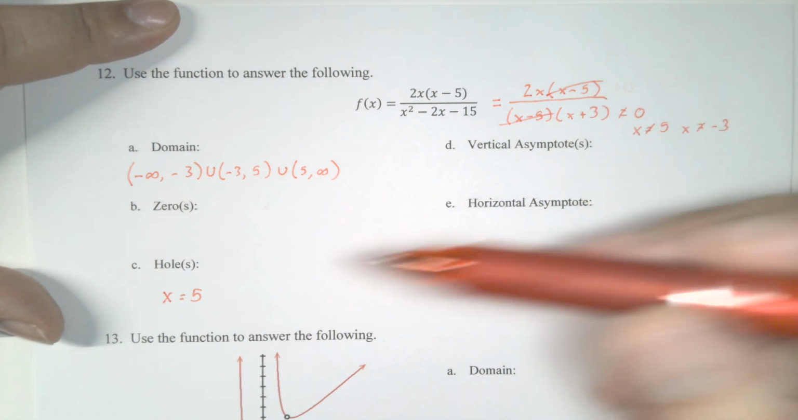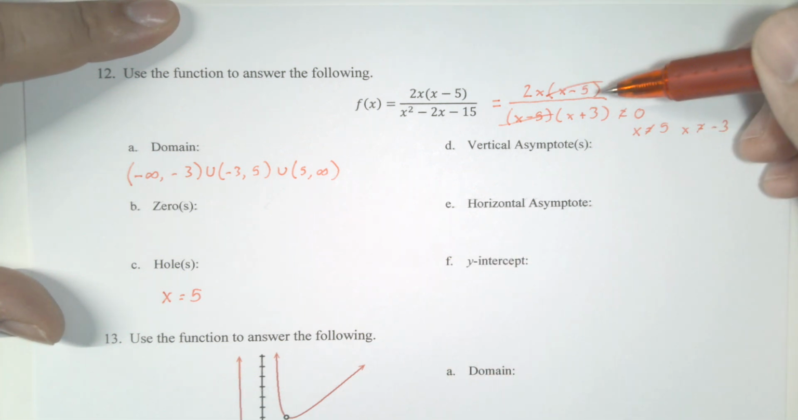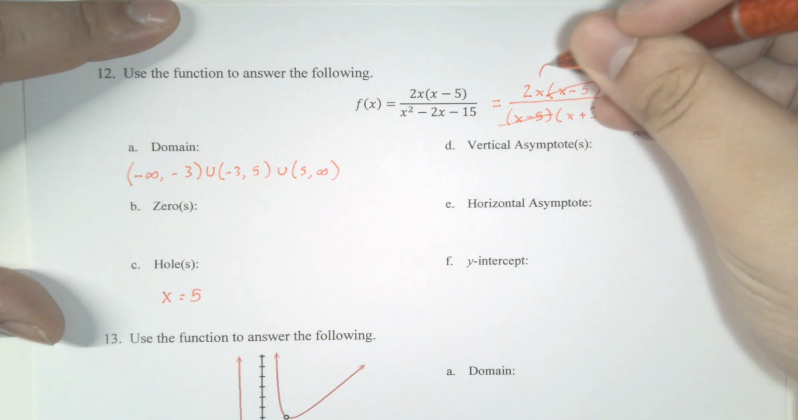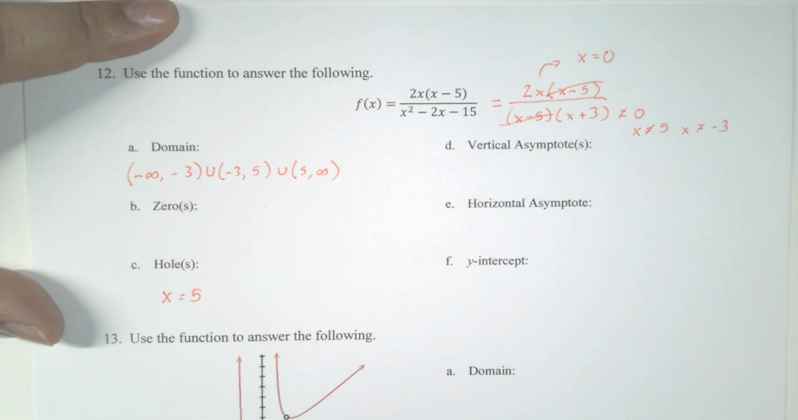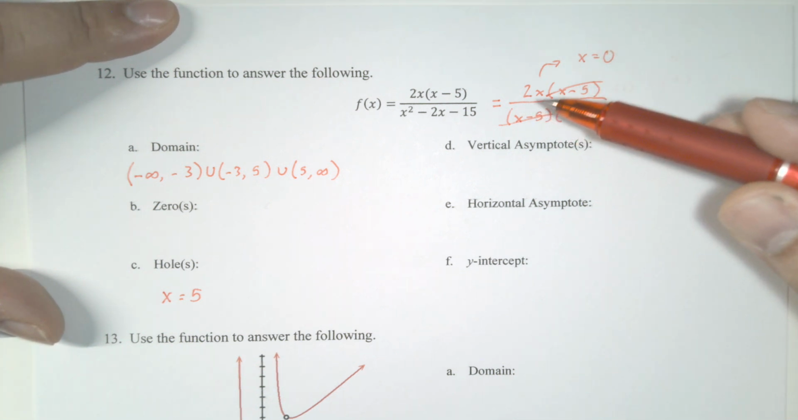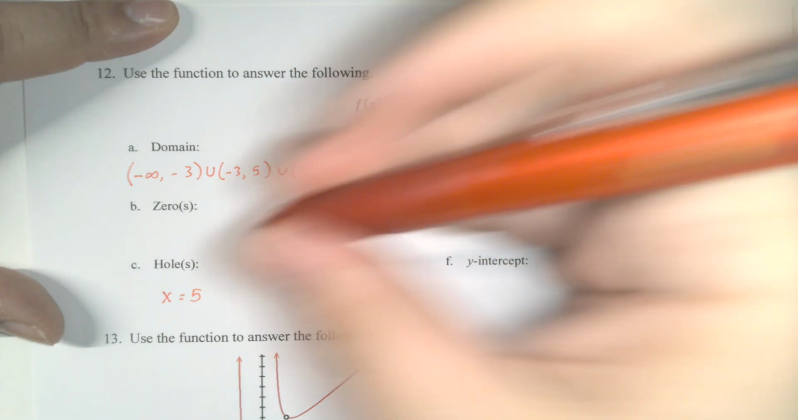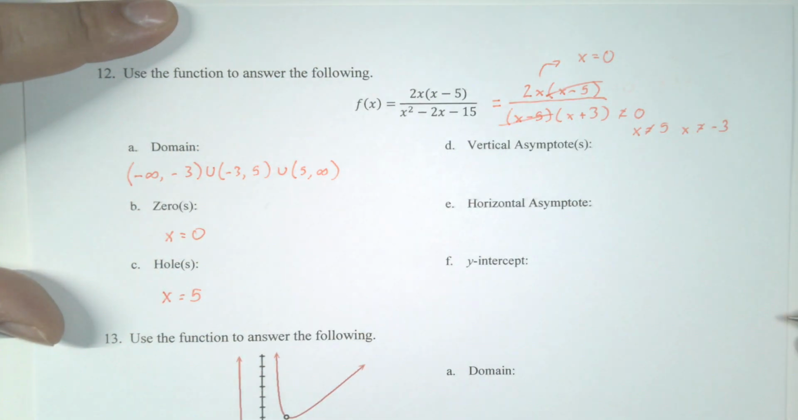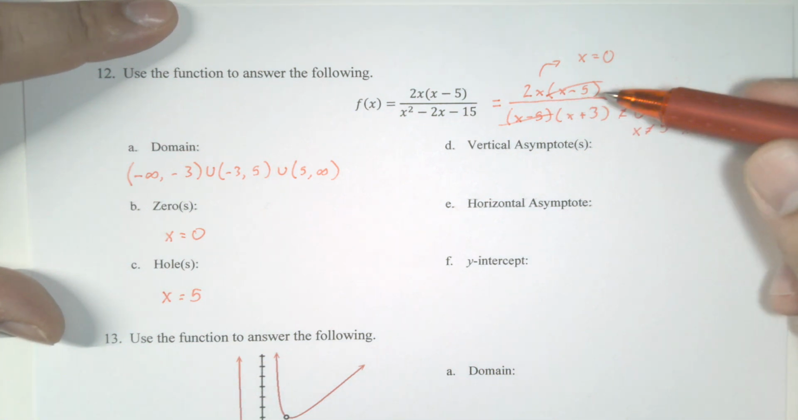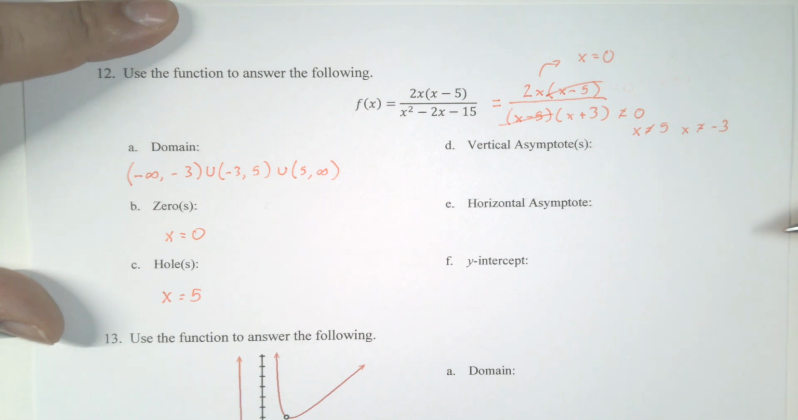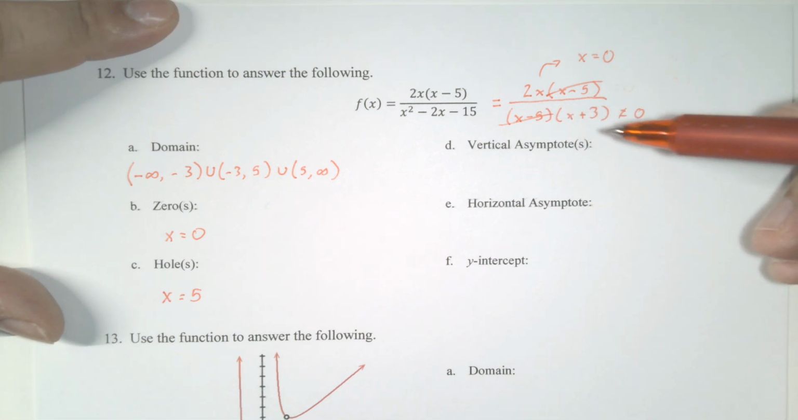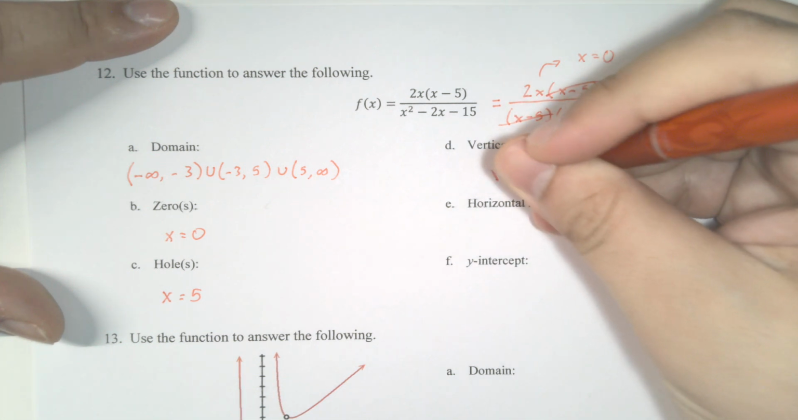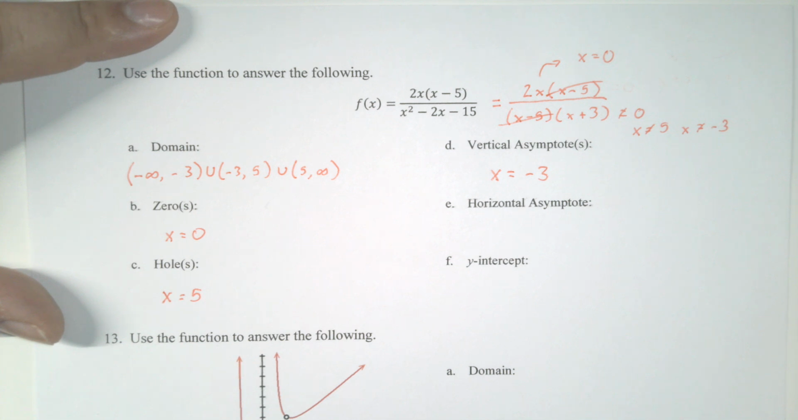And now that we've done that, we can figure out where the zeros are. Because x minus 5 canceled, the only place where f of x is equal to 0 is where x is equal to 0, because 2x equals 0 means that x equals 0. So x equals 0 is our only zero, because the other one, the x minus 5, canceled because it's a hole. Now, the vertical asymptotes, whatever factors we have left over in the denominator are going to be our vertical asymptotes. So x plus 3 equals 0 means that x equals negative 3 is a vertical asymptote.